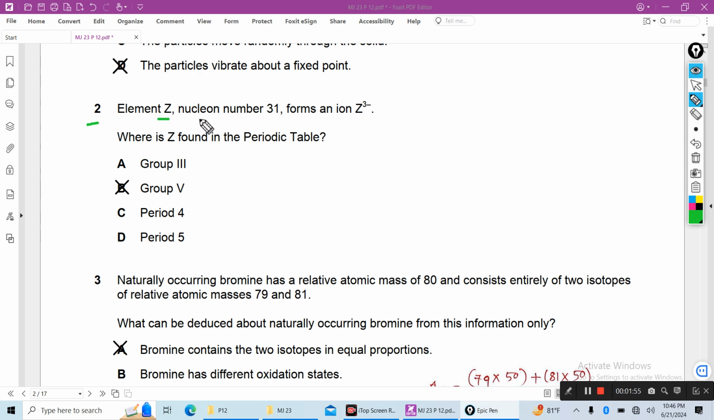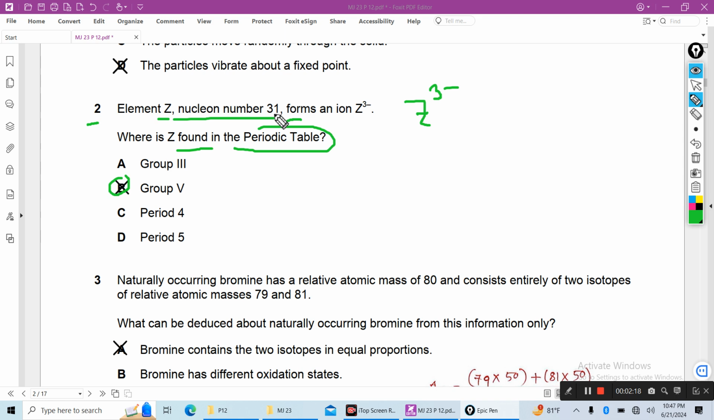Element Z, nucleon number meaning mass number, forms an ion Z3-. Where is Z found in the periodic table? And this is group 5. This is the answer. Why?